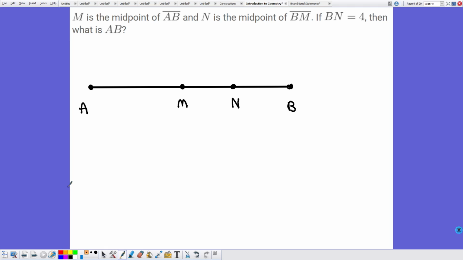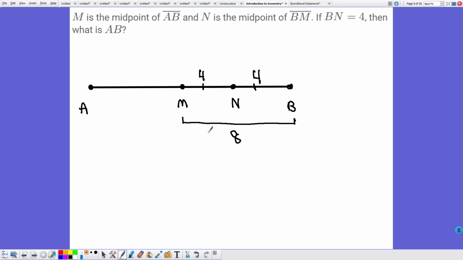Well, it tells us BN has a value of 4. Okay, so I know that this distance is 4. Well, how can I find AB? Well, we know that since N is the midpoint, NB and MN have the same values, because N is precisely right in the middle of this segment. So MN must also have a value of 4, which means that MB has a total length of 8.